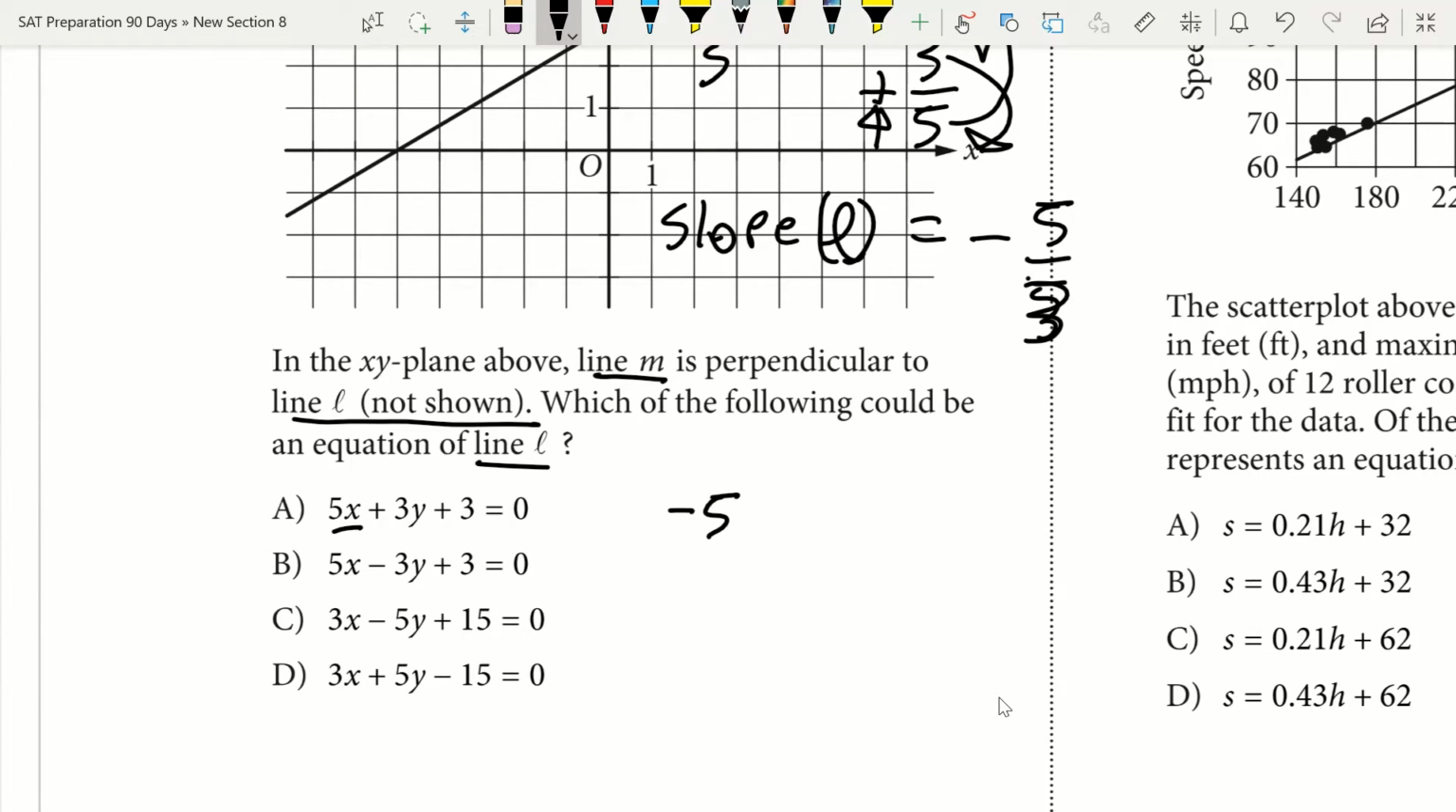And then after that, I divide by whatever my coefficient from my y variable is. I see that that's 3 there, so I divide by 3. That's my slope for that equation. I see that the slope is negative 5 over 3, which is equal to my slope for L, so A will be my correct answer.